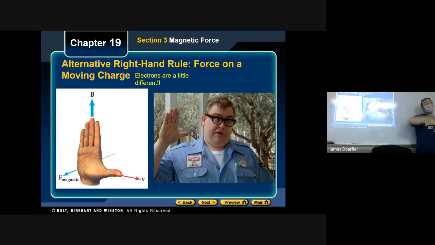Now, extra cool points to you if you can name that movie. Did we not? National Lampoon's Vacation. Very good. Wally World. Name the actor. Don Candy. Very good. Anyway, he's obviously practicing the alternative right-hand rule.